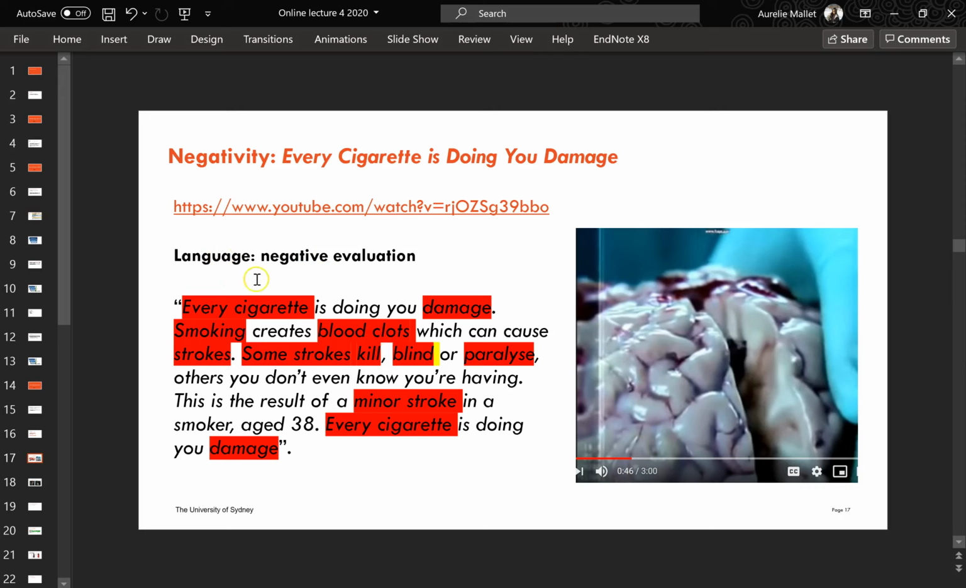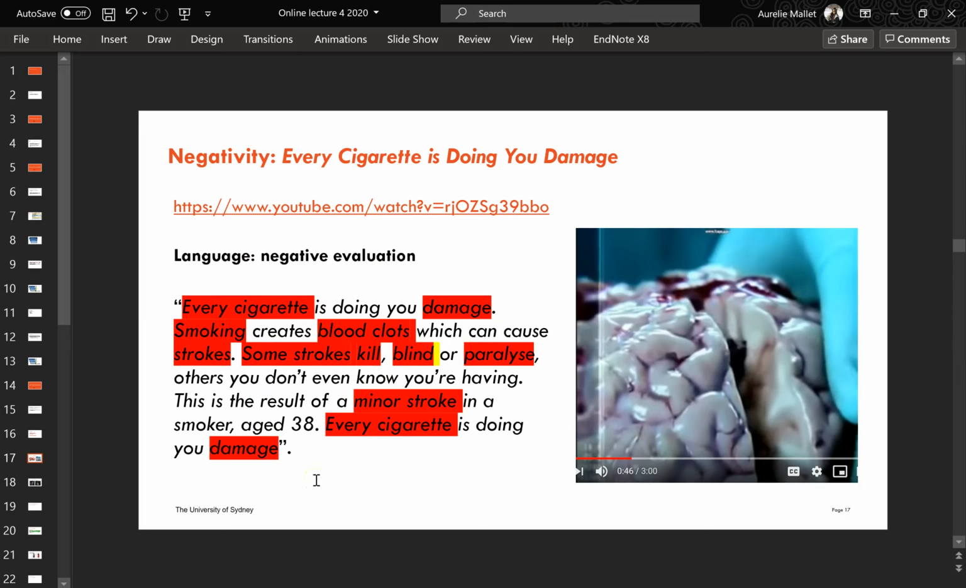So how is negativity realized in language? I can't show you everything because I won't have time, but one way that negativity is realized is through negative evaluation. If we look at this example from the brain ads, this is the second ad that you saw. So I'll read you the voiceover.